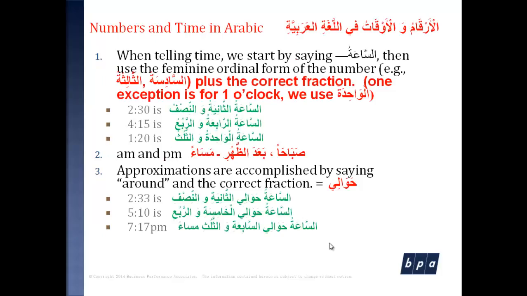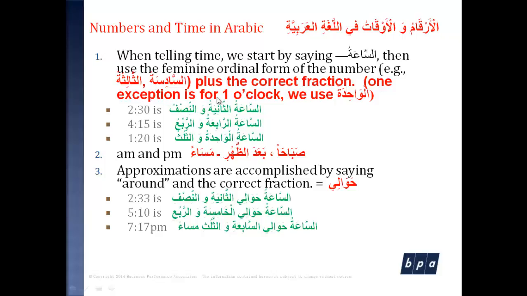When telling time, we start by saying الساعة, the time or the hour. Then use the feminine ordinal form of the number. For example, الثالثة, السادسة. الساعة الثالثة, 3 o'clock. الساعة السادسة is 6 o'clock. Plus the correct fraction.